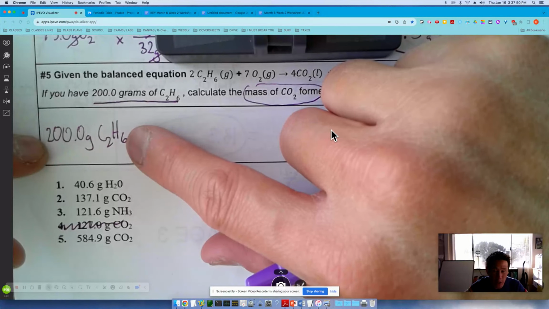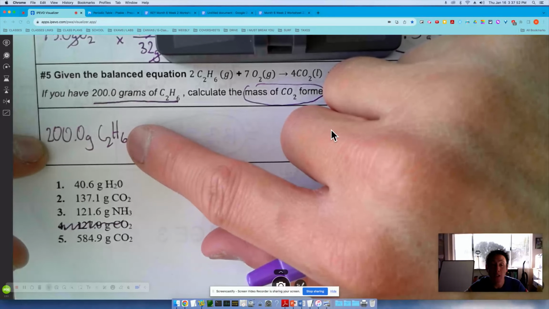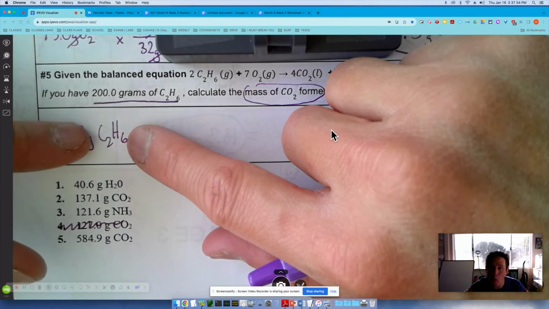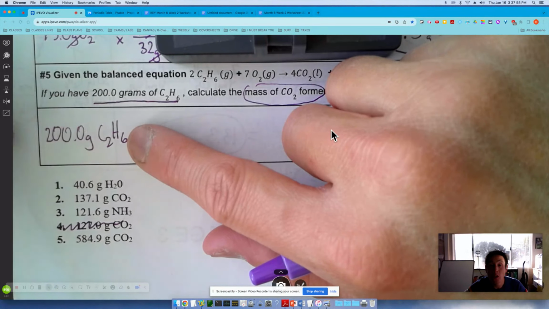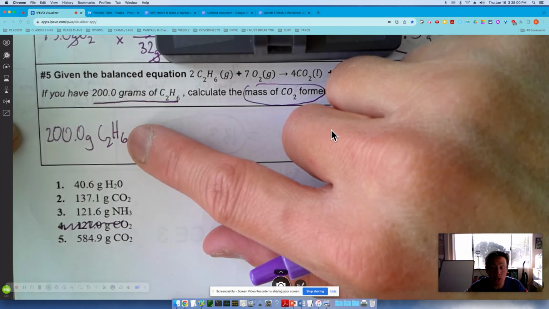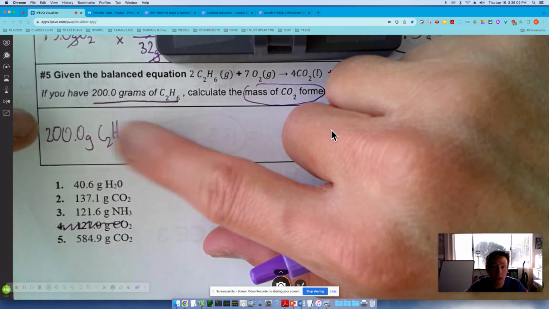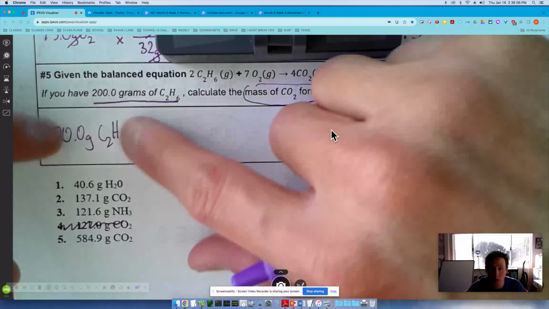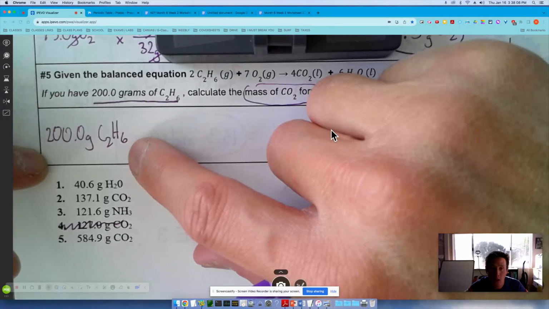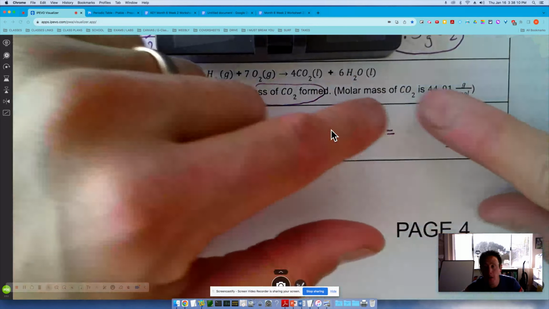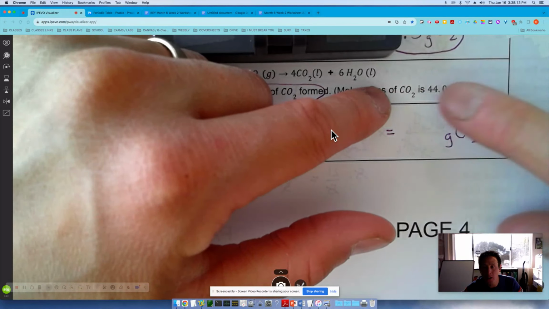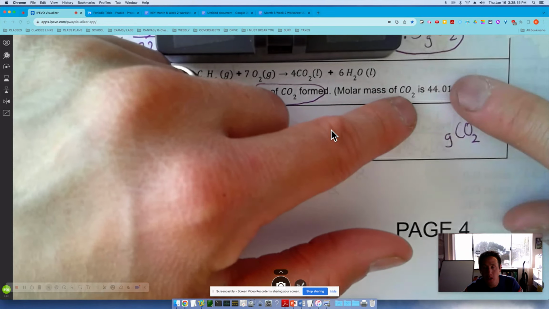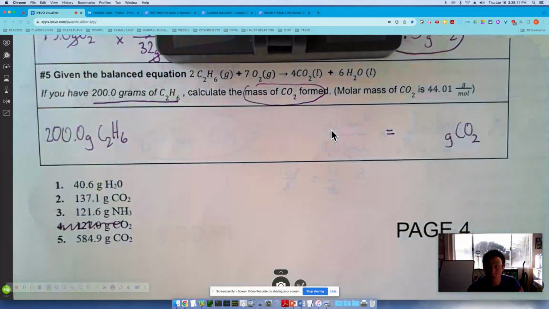I have it in grams. So what do I need? I need to know how much just one mole of C2H6 weighs in grams. That's called the molar mass of C2H6. Whatever the molar mass is, I'm going to do some computation with this value. Unfortunately, the molar mass of C2H6 isn't conveniently given to you, so we're going to have to construct it on our own.